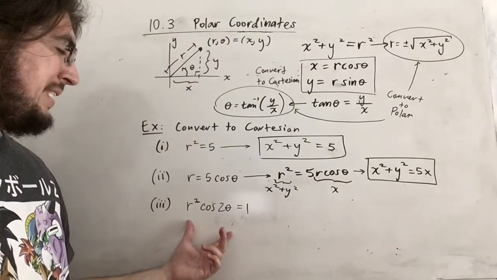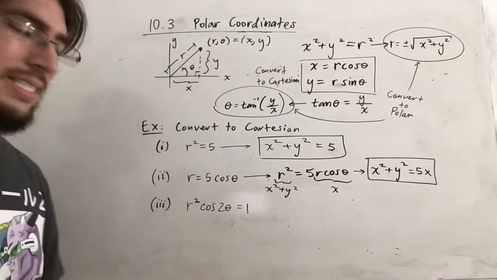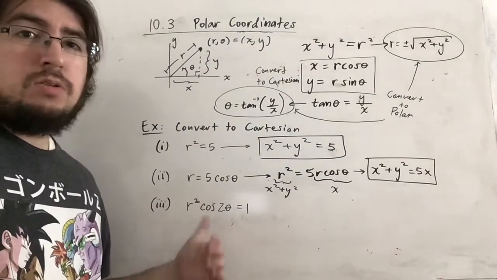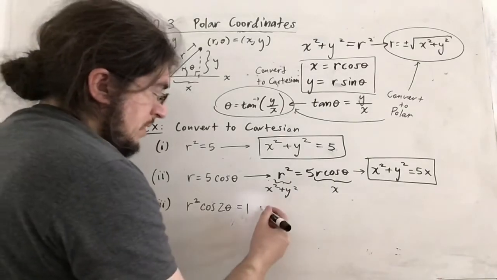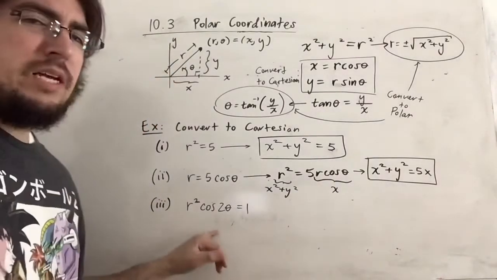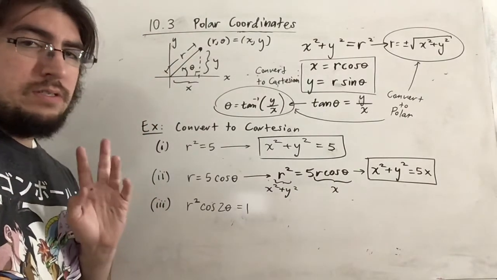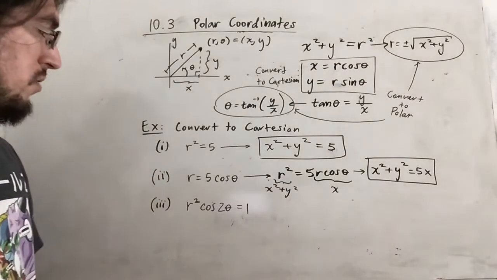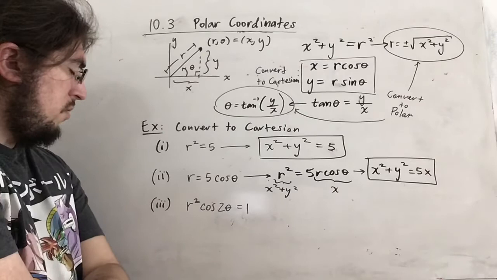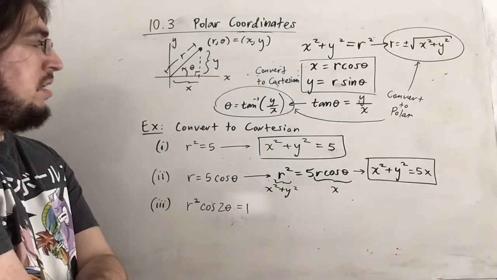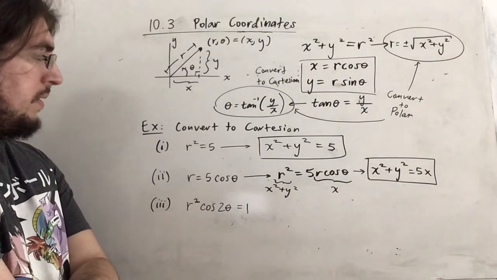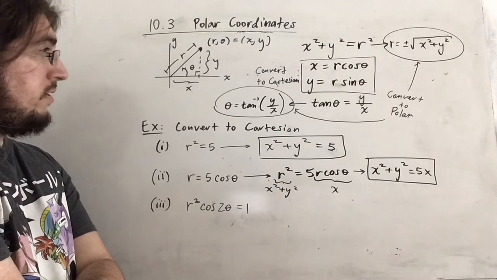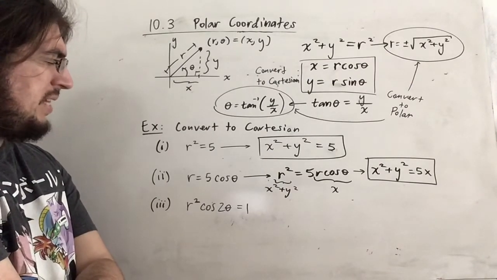Here, this is kind of weird because it's of 2 theta. How can we get rid of the 2 theta? We can use a double angle formula. Now, for cosine of 2 theta, there's like 3 different versions of that. So whichever one you want to use, we can use either one of those. That's going to be a little tricky because they involve squares. But I think that's going to be okay.